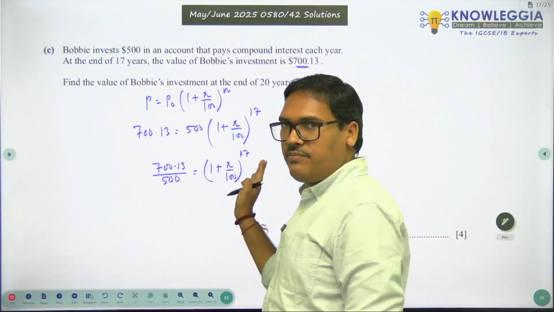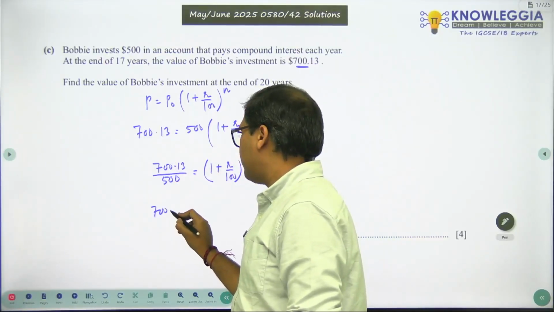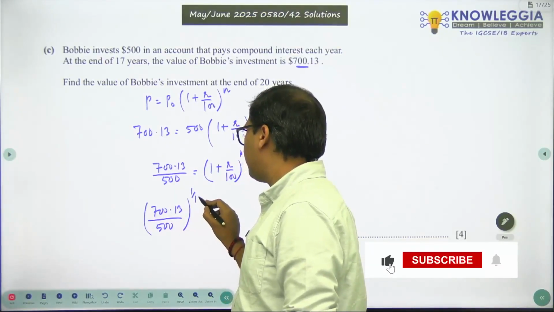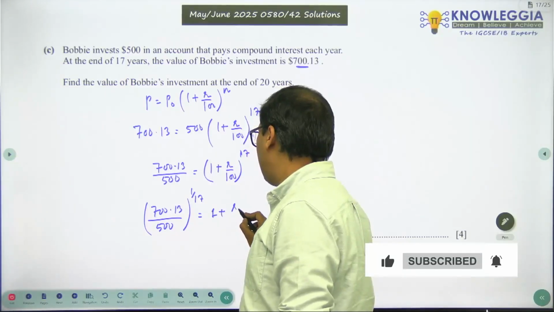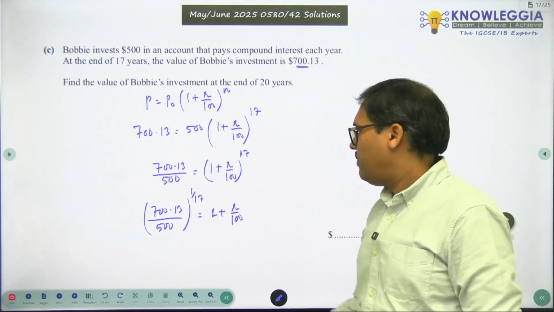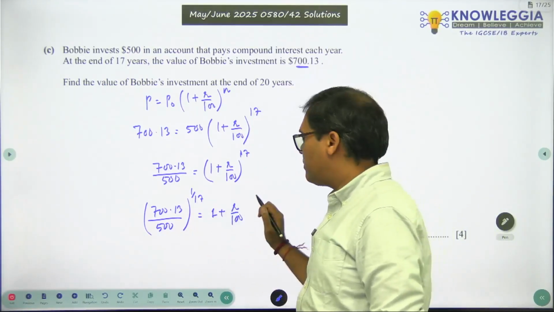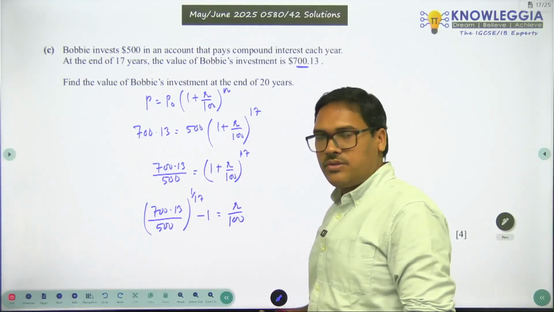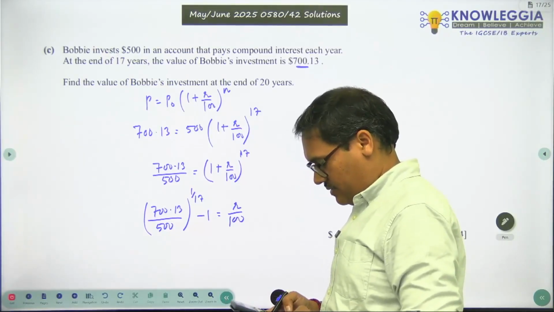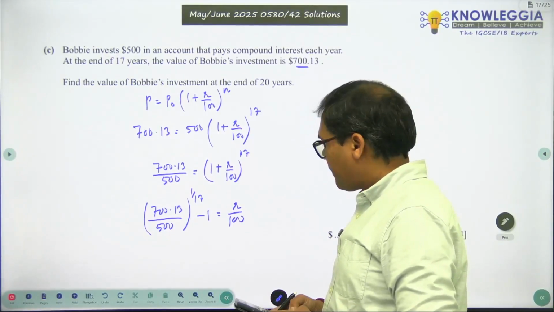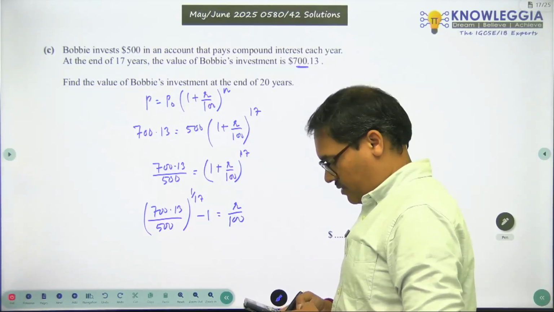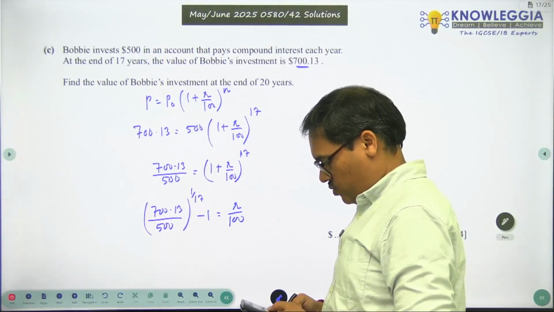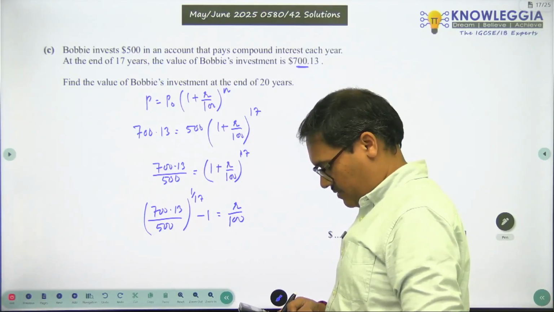Now I will remove the 17. I'll bring this to this side. So this will become 700.13 divided by 500 raised to 1 by 17 is equal to 1 plus r upon 100. Correct? Now we need to remove this 1 also. So I'll subtract 1 from both sides. So this will become minus 1 equal to r upon 100. So now let's calculate this. So what is this? This is 700.13 divided by 500 raised to 1 by 17.